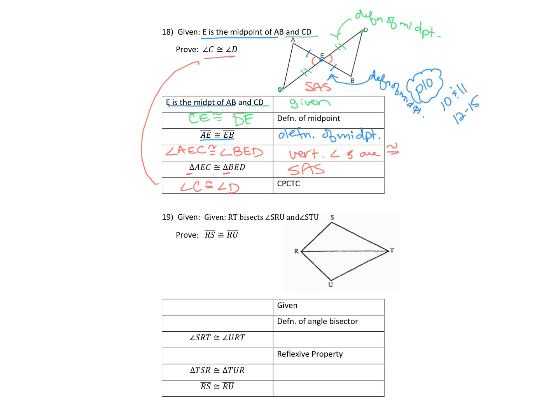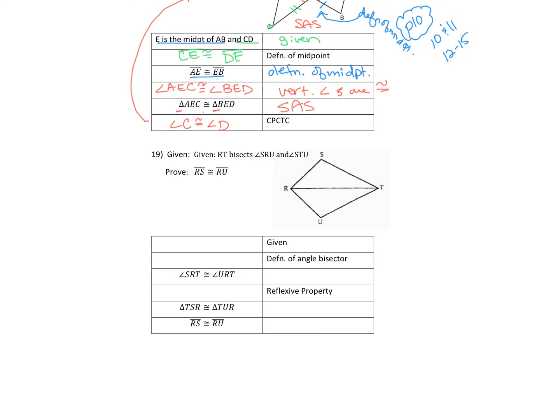So let's take a look then at the next problem. So the next one, we've worked with this diagram quite a bit. Again, you can only mark what your given says. So my given says that RT bisects SRU.